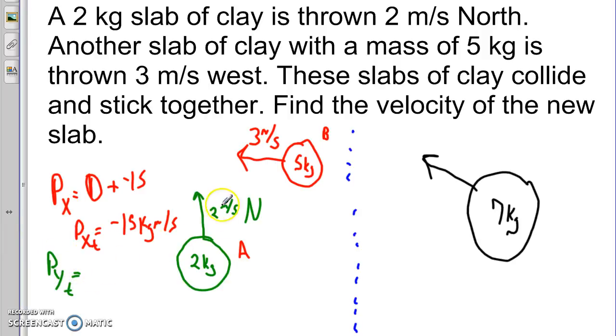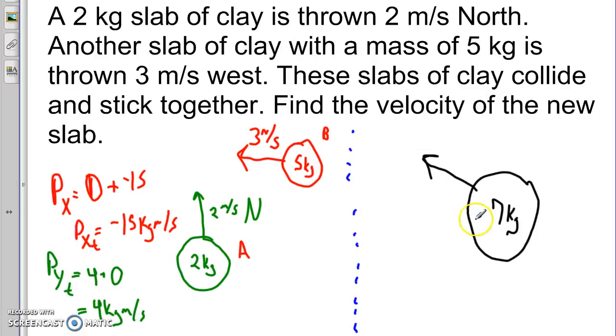The idea is A does have y momentum. Obviously, it's all y momentum. But B has no y momentum. It's moving to the left, but it's not moving up or down. So it's going to be 2 times 2 is 4 plus 5 times 0 is 0. You have 4 kilogram meter per second.